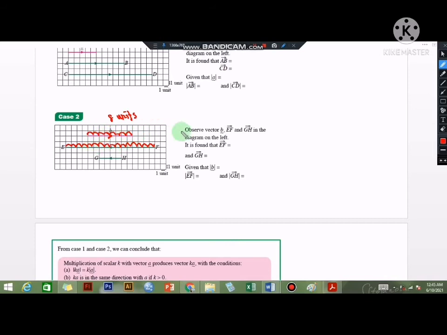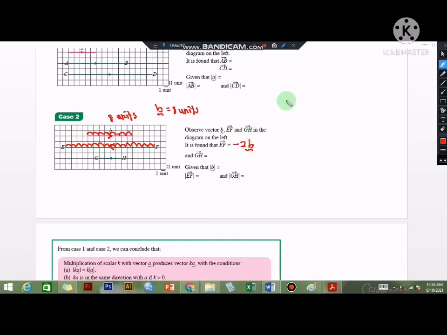But this one, vector EF, the direction is the opposite direction, which is to the left. So you just need to put negative first. And then after that, vector B represents 8 units. So if there is 16 units, it represents 2 times vector B. This one is negative 2B.